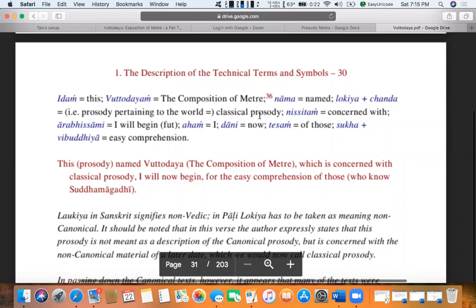Vedic Chanda is the prosody used in Vedic scripts. Vedic Chandas is not used in other places outside the Vedic texts. So in Sanskrit prosody books, like in Chandashastra and in Vrittaratnakara, as I know, both of these are presented, Vedic Chanda and Lokiya Chanda. But in our Vuttodaya, in our Pali prosody, only Lokiya Chanda, or classical prosody, is presented. The Vedic prosody is not presented because we have nothing to do with Vedic prosody. Nissitang, concerned with.